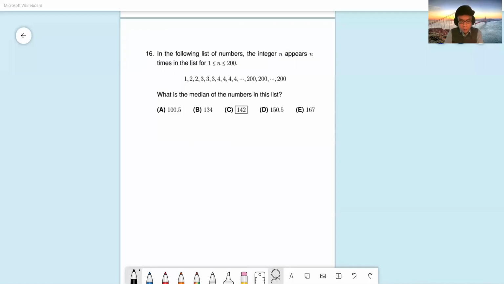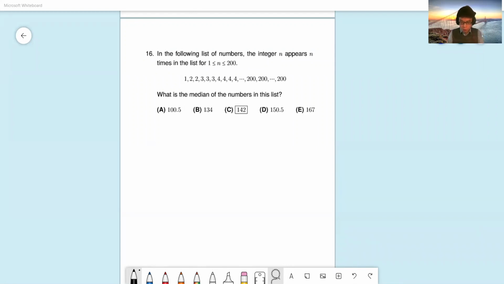Question 16, in the following list of numbers, each integer n appears n times, for n from 1 to 200. What's the median of the numbers in the list? That means what's the number in the middle place? Of course, we have so many numbers. Let's count the total number of numbers. That's 1 plus 2 plus 3 up to 200.